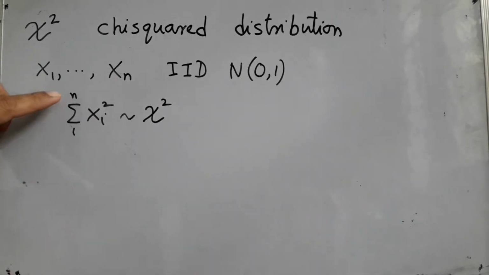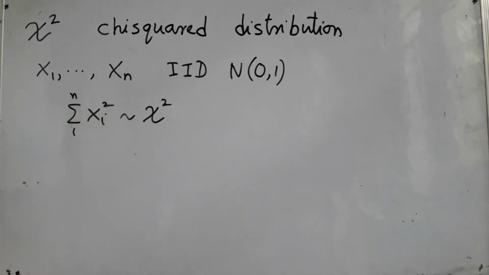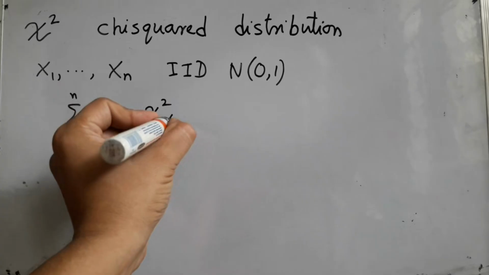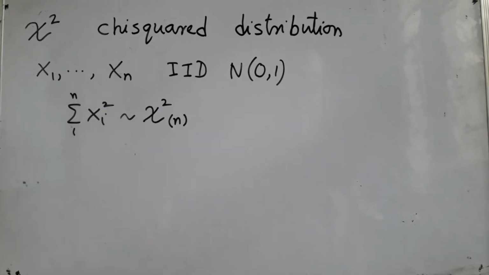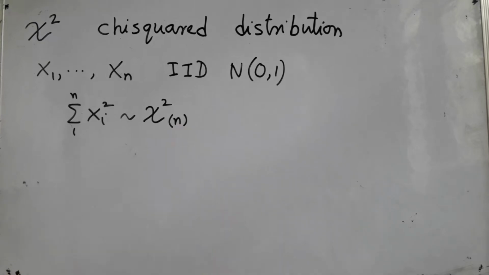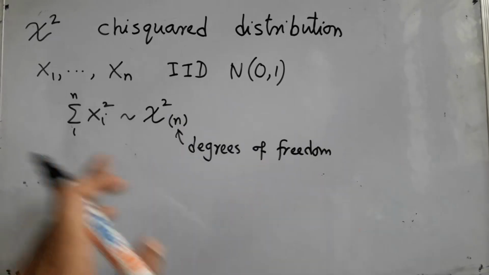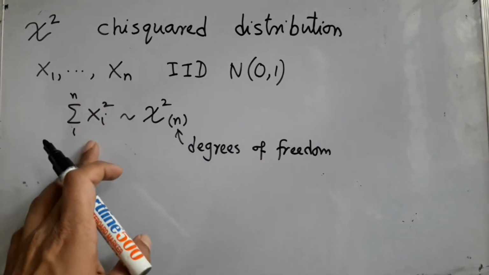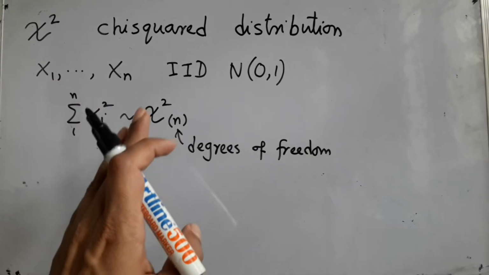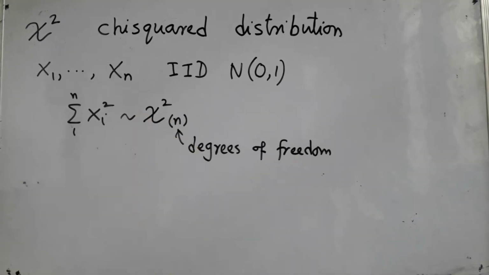Now you naturally expect that this n should appear somewhere as a parameter, and indeed it does. I shall write it here as a subscript. This little n has a special name. It is called the degrees of freedom. So this random variable has distribution chi-squared with degrees of freedom equal to little n.